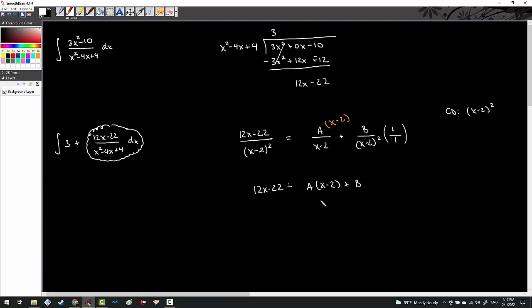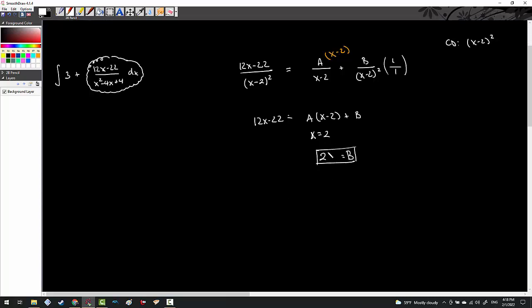So now I'm going to go ahead and initiate some risky business here. I'll let x equal 2. That's going to make A go away. And B being already by itself, I end up getting 24 minus 22, so that becomes 2 for B. Now I'll solve for A by letting x equal 3. If x equals 3, I get A times 1 plus B, which we know to be 2, equaling 3 times 12, so 36 minus 22, which is 14. I subtract 2 from both sides, and I get A equals 12.